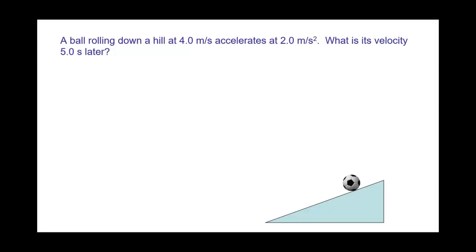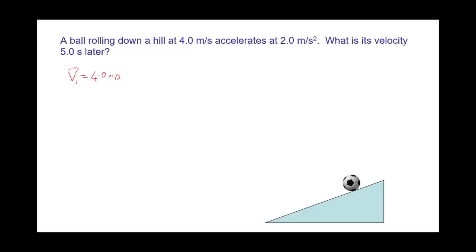The first thing I want to see is the list of information. What do you know? What do you need to know? So in this problem, we're told that our ball is rolling down the hill at 4 meters per second. That's its initial velocity. Velocity is a vector quantity. We need to indicate directions here.